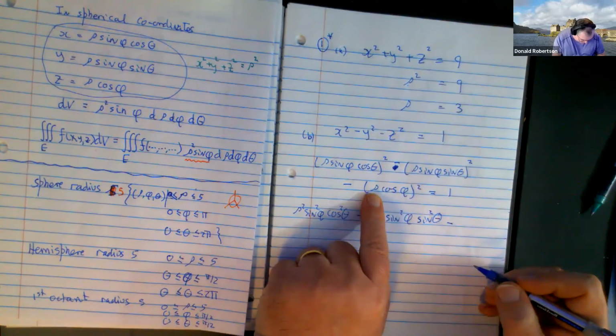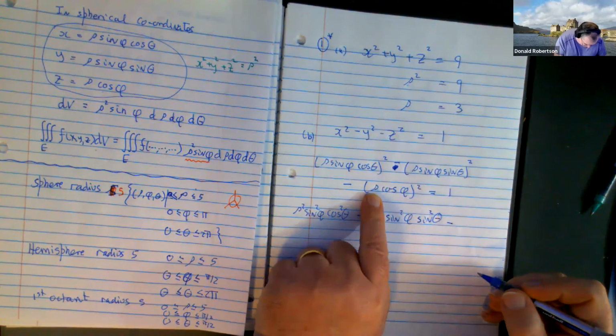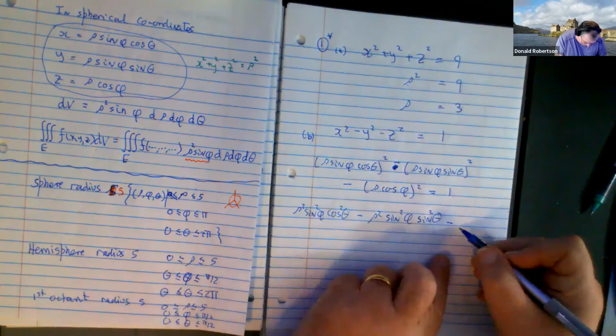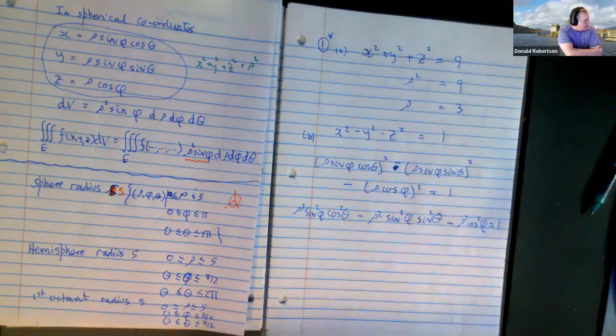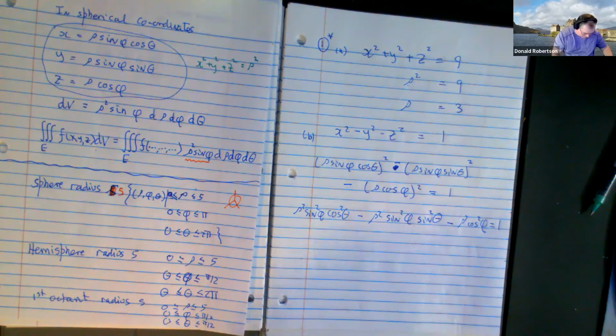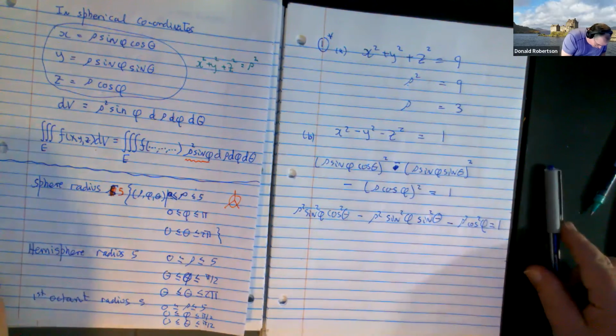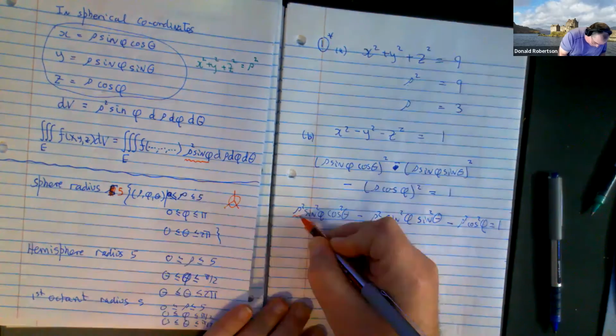Take away this guy, what are you going to get? You're going to get a square, you're going to get a square, and you're going to get a 1. And your job now is style points. That is, try and make this thing as pretty as it can be. And I'm looking at this, and the only thing I can see right now is, would you agree that everybody contains a rho squared?